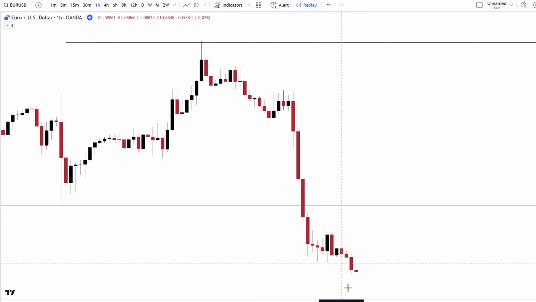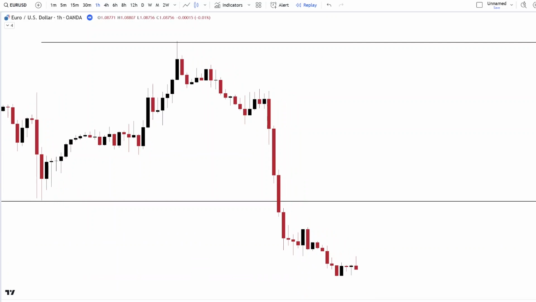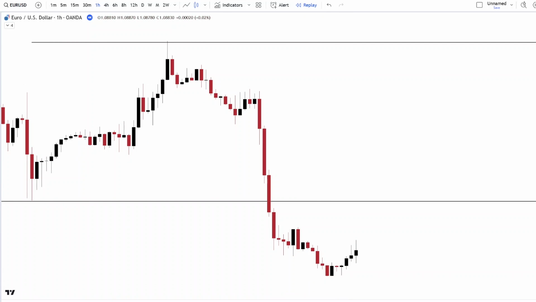Got a swing high and a swing low. So now we have our range right here. What we're waiting for is a fusion of both ranges. We are looking at both time frames to be in alliance.